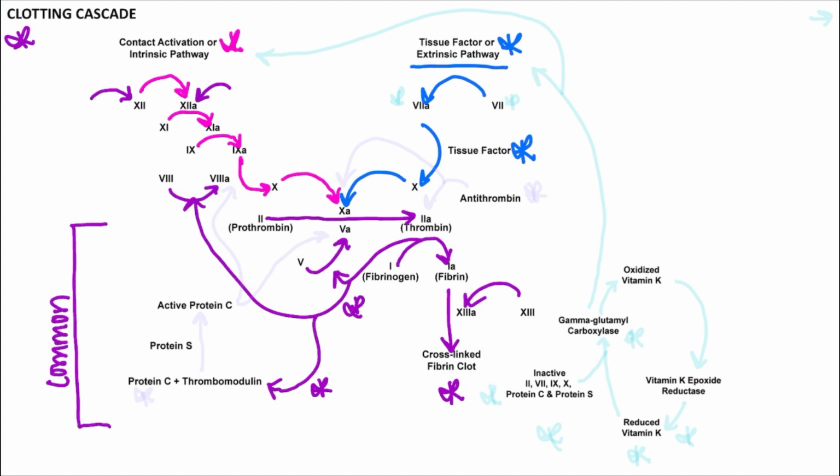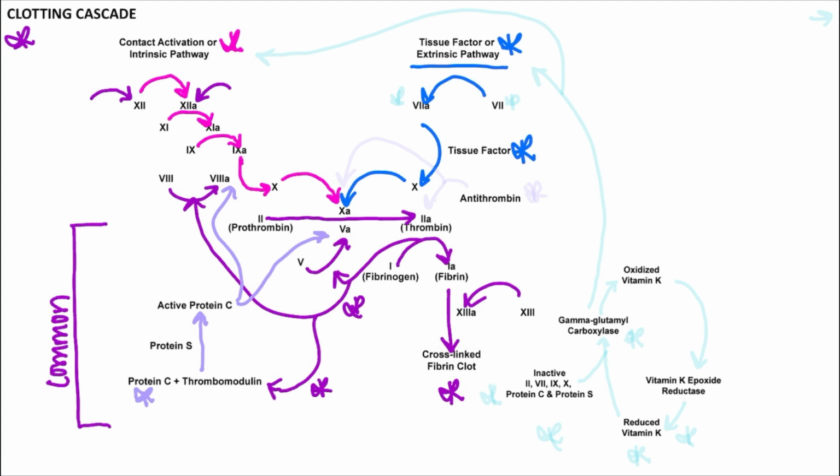Now remember, I mentioned negative regulators of this pathway. First we have protein C, which is an important anticoagulant that is activated by thrombin and binds to thrombomodulin and picks up cofactors like protein S to form an activated protein C complex that can degrade both activated factor 5 and activated factor 8 to turn off this cascade.